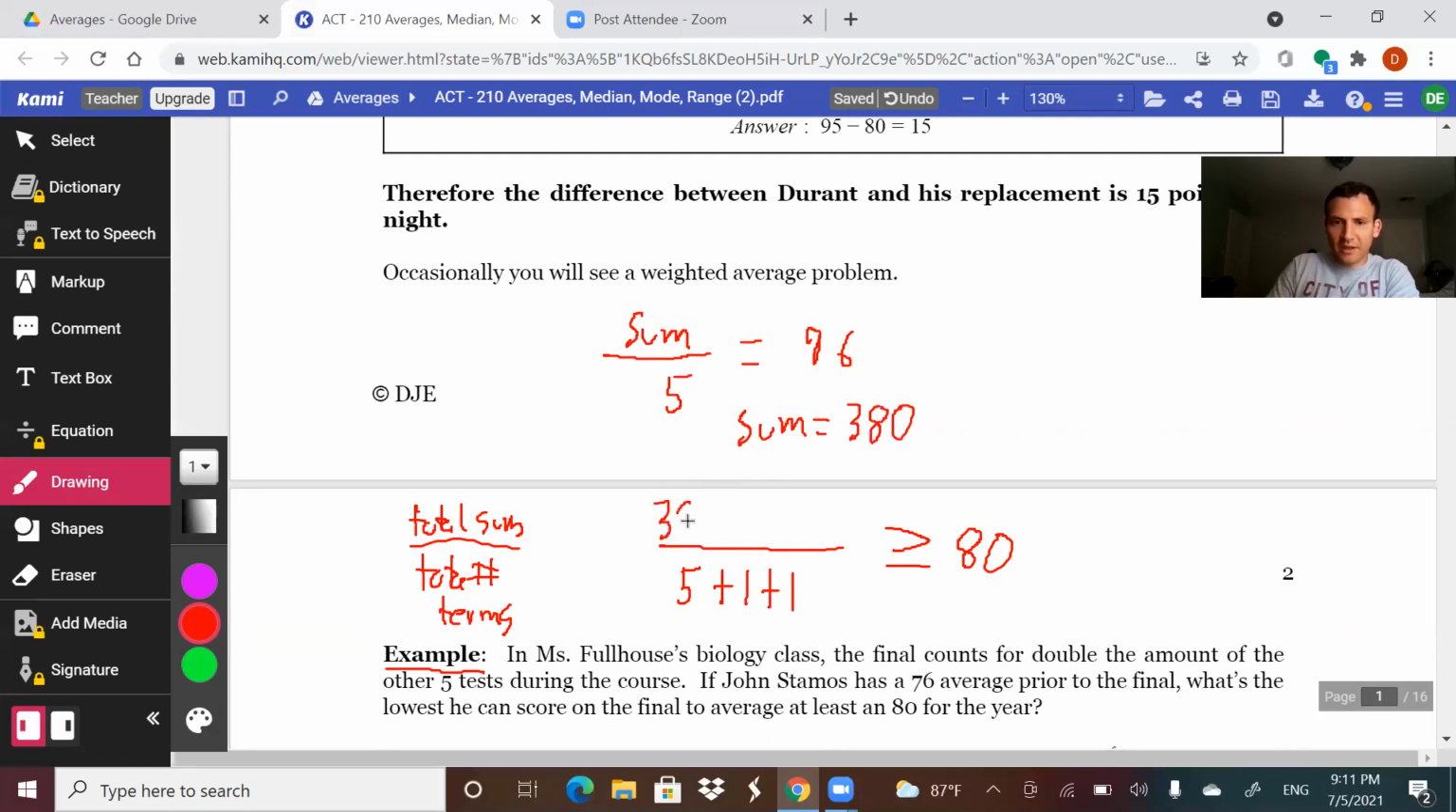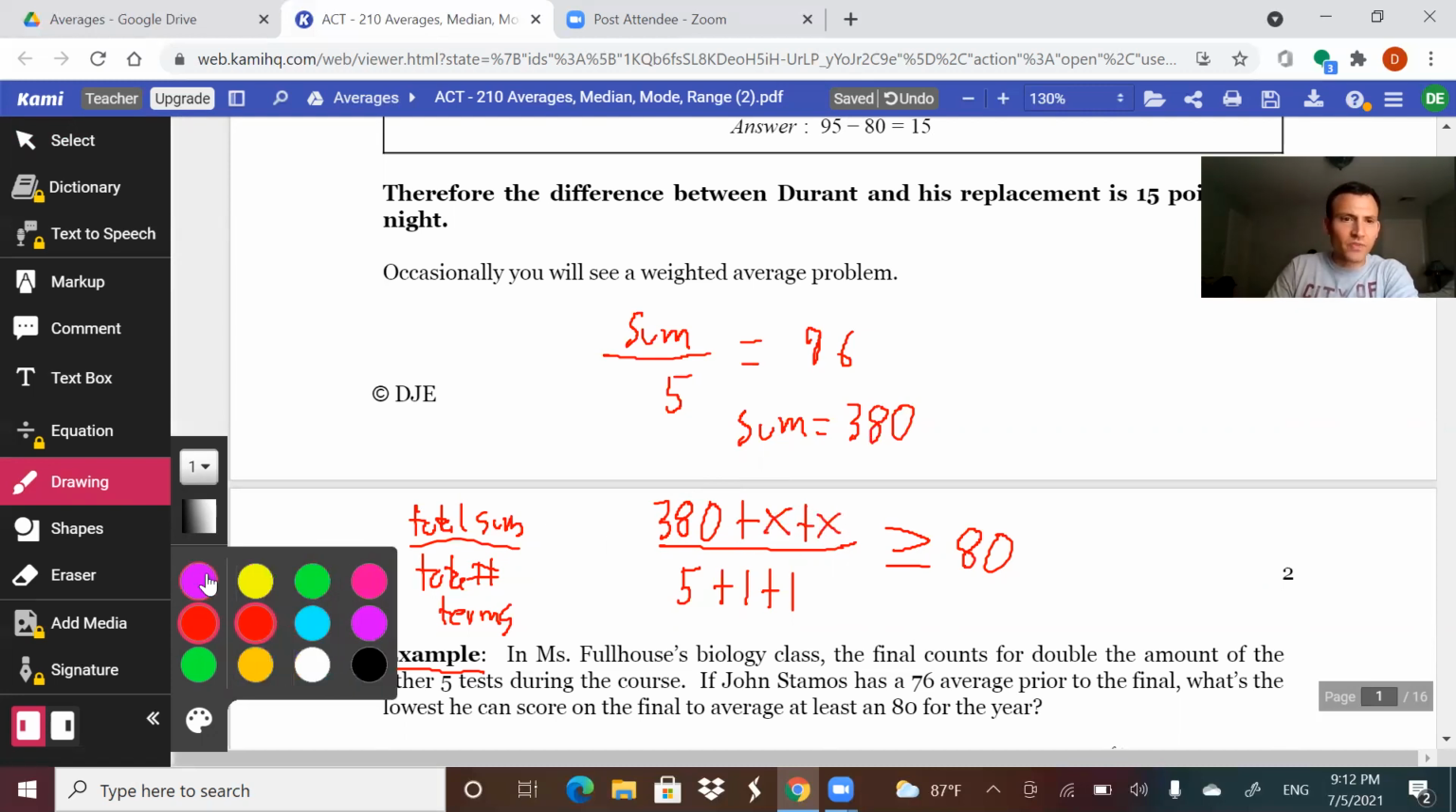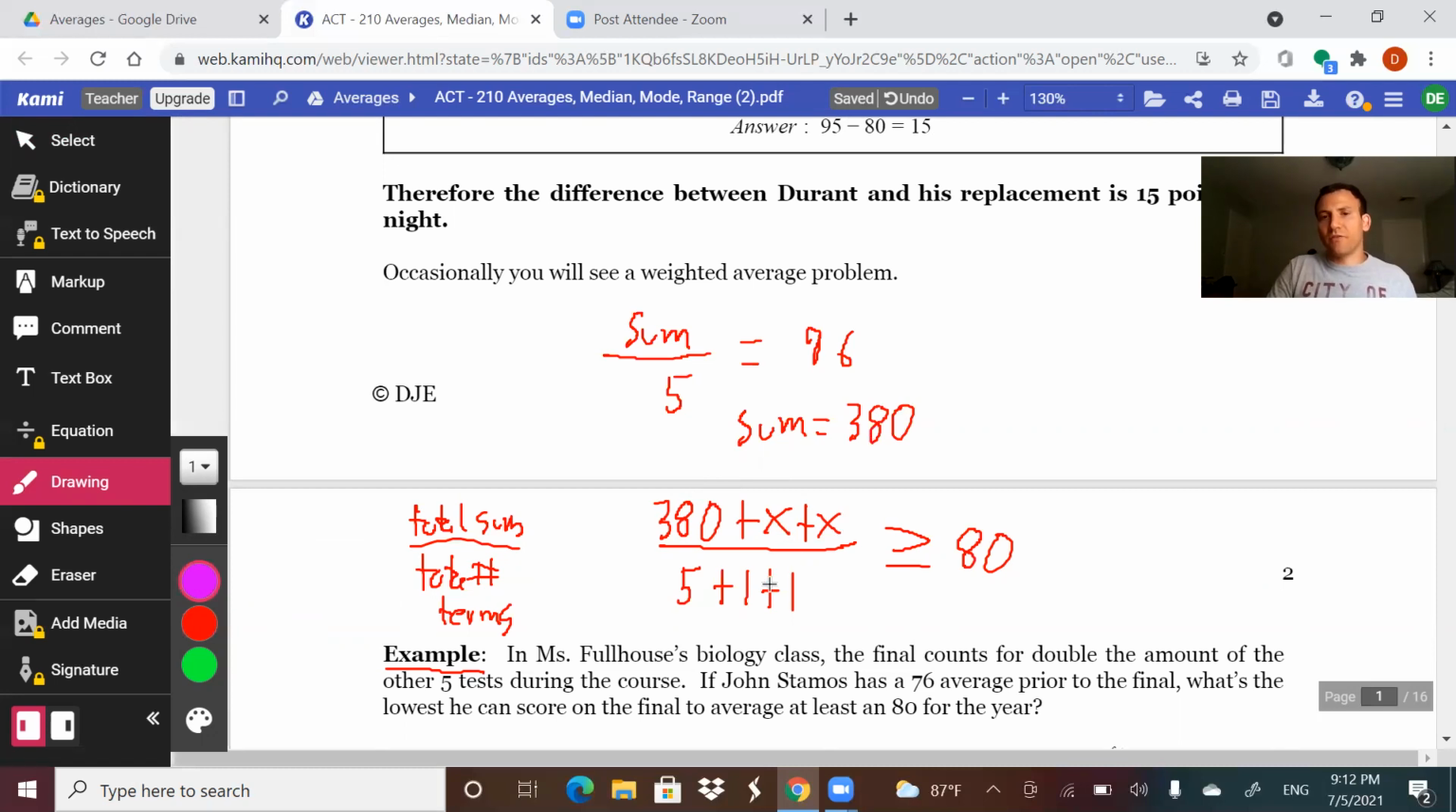So he's at 380, and then he's going to take a test that counts for double. We'll call that test X, but it's going to count 2 times. So that's the way we do it. If you're curious, you may be saying to yourself, why don't we just multiply the test by 2 and divide by 6? In other words, say I take one test, it's 80 points, and then the next test I take is worth double, and it's 100 points.